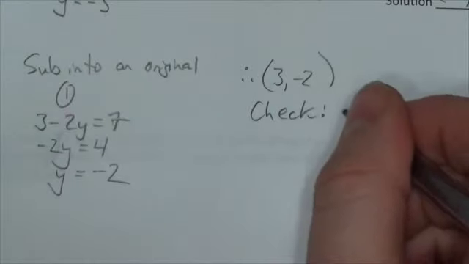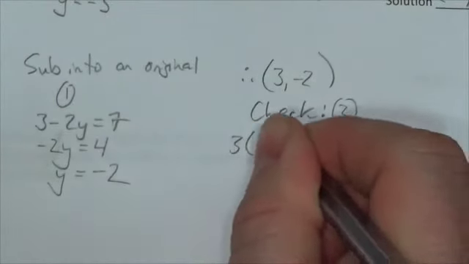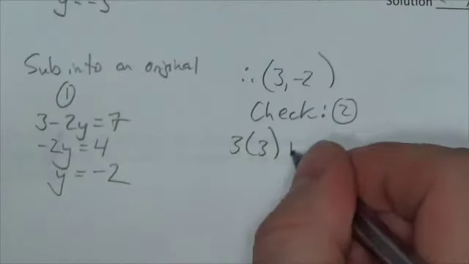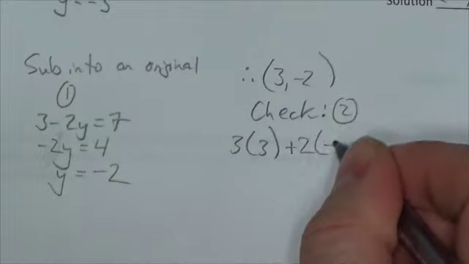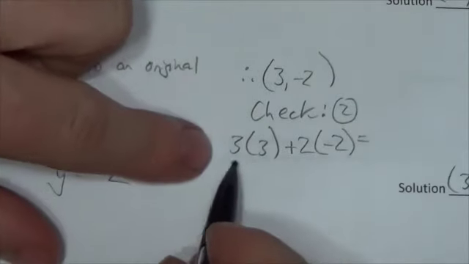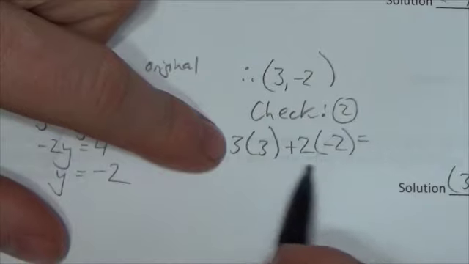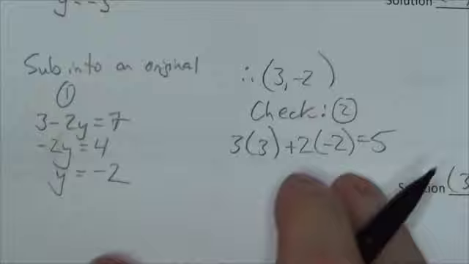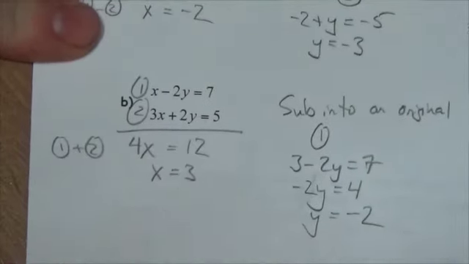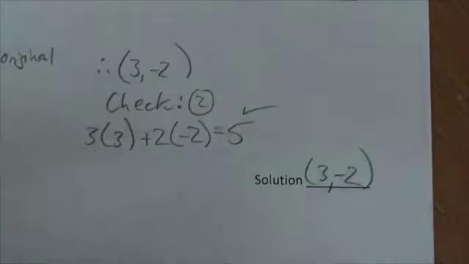So I'm going to check this in equation 2. That'll be 3 times 3, there's my x value, plus my equation tells me to multiply 2 times y, so negative 2. Okay, well 3 times 3 is 9. 2 times negative 2 is negative 4, so 9 and negative 4 is 5. And that's what I was expecting. Good. So that is the correct solution to that system.